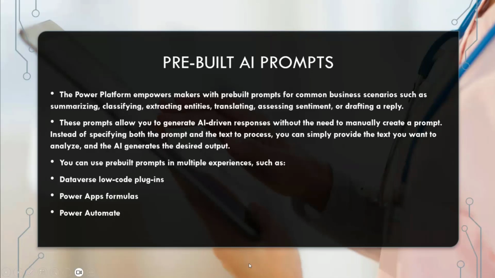We can build, we can summarize, we can classify, we can extract entities, we can translate, analyze sentiment, or draft a reply. These are a lot of things which we can do with GPT.